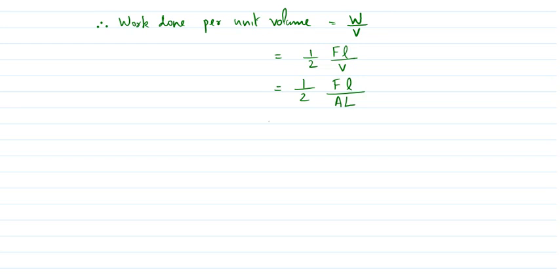So we can write it as F divided by A, L divided by L, and here you can write half into F by A, which is stress, and small l by L will be the strain. So here also we got work done per unit volume is half into stress into strain. So in all three cases the work done per unit volume is half into stress into strain. Okay, so let us now discuss some problems.